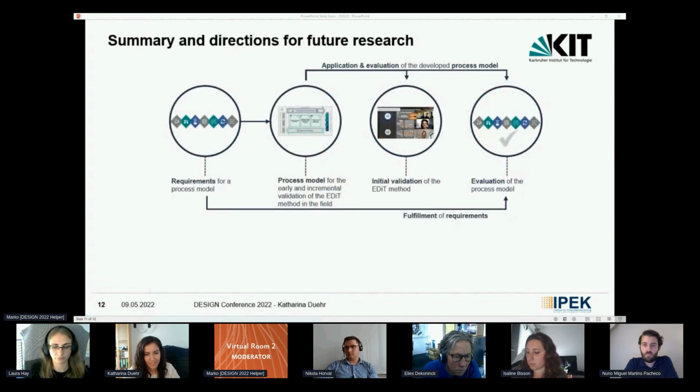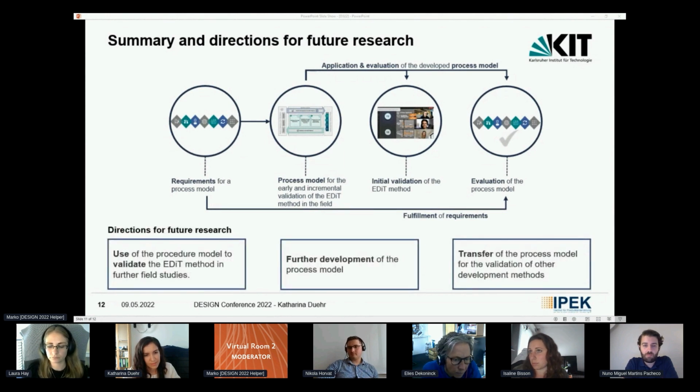Coming to the conclusion, several requirements for early and incremental validation of the edit method in the field were identified and addressed in a process model. In a case study at RUMF, it was confirmed that all 7 requirements were largely met. So what's next? We will work on the use of the procedure model in coming validation studies in the field, where we also will focus on the further development of the process model as well as the edit method. And lastly, the process model will be transferred to other development methods.